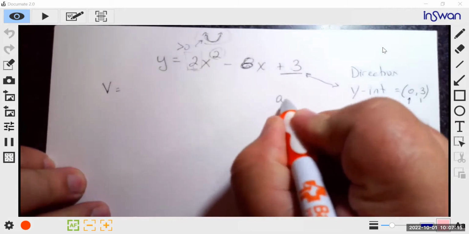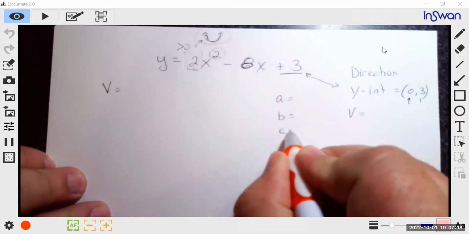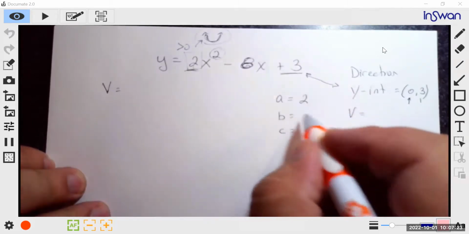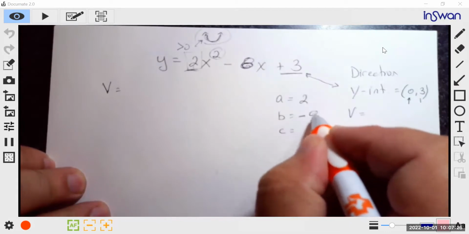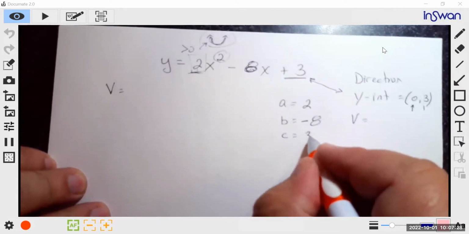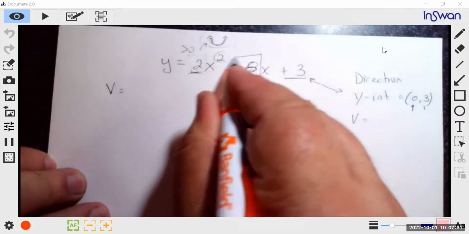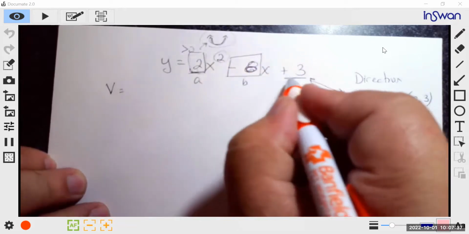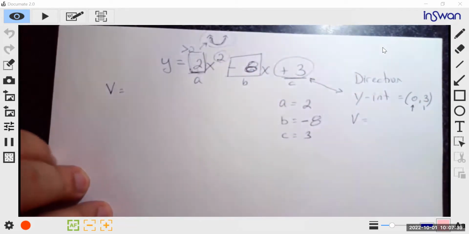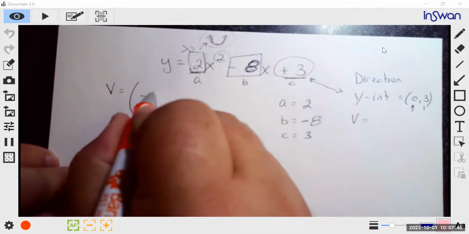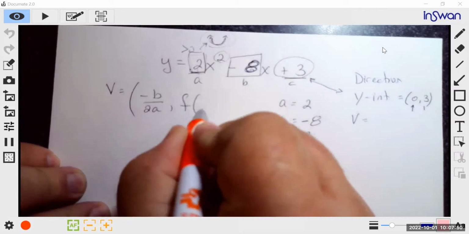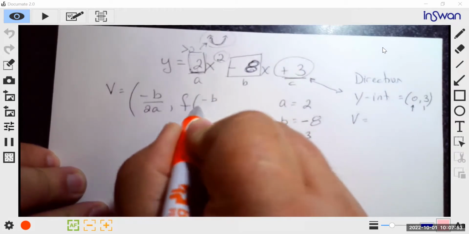So let's label a, b, and c. What's a? It's 2, that's the leading coefficient. What's b? Negative 8, very good. And c? Yes. Whatever's in front of the x is your b. Whatever's in front of your x squared is your a. And whatever the constant is, your c. And for the vertex, here's our formula.